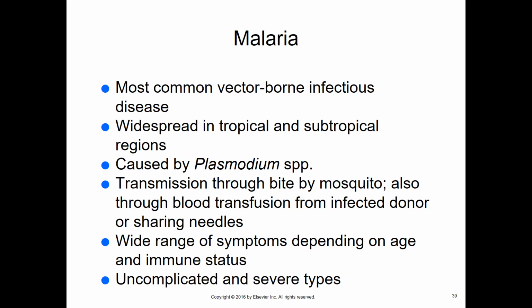So we have uncomplicated malaria and severe malaria. With uncomplicated malaria, our symptoms will be mild. We might see jaundice or enlargement of the liver. Severe malaria, which is caused by Plasmodium falciparum, becomes life-threatening and causes serious organ failure, along with severe anemia, cerebral malaria, hemoglobinuria, pulmonary distress, edema, and shock.